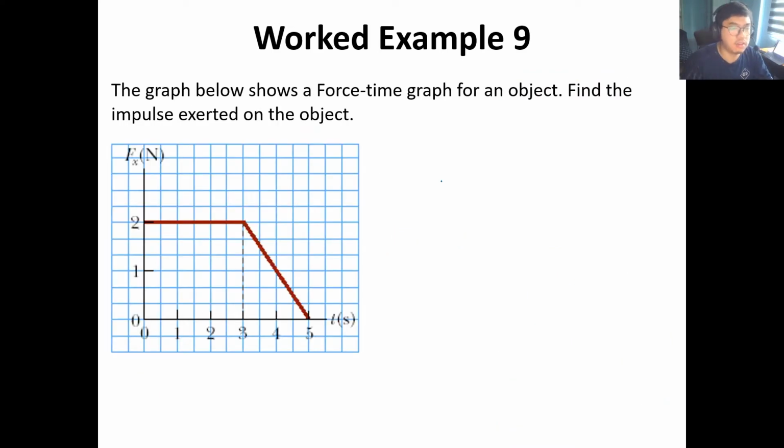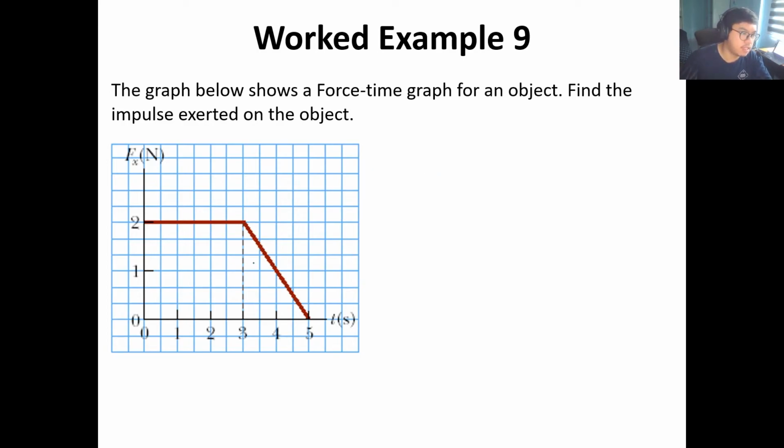Let's do another example, example 9. The graph shows a force time graph for an object. Find the impulse exerted on the object. So again, you are given a graph and not a lot of other information. How are you going to find the impulse? You find it from the area under the graph.